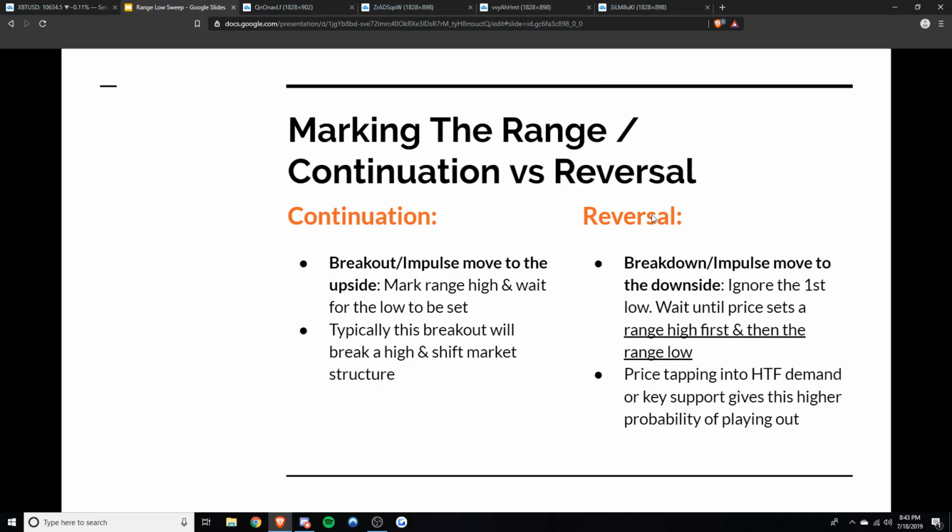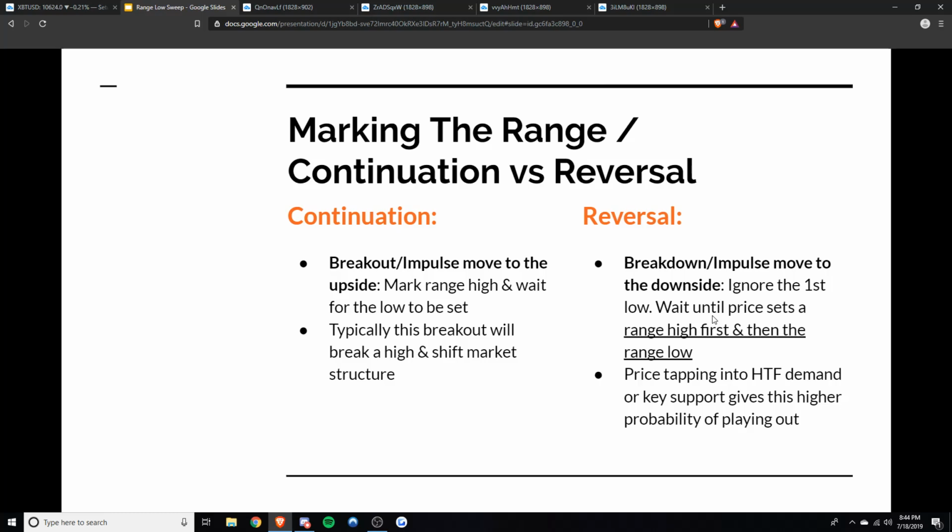So whenever you have the reversal pattern and it's a breakdown, wait for the range high to be set, and then the range low. Ignore the first low. I just wanted to repeat that quite a bit so you can get it in your head, because just after trading this for so long, this is kind of what I found just to work the best.